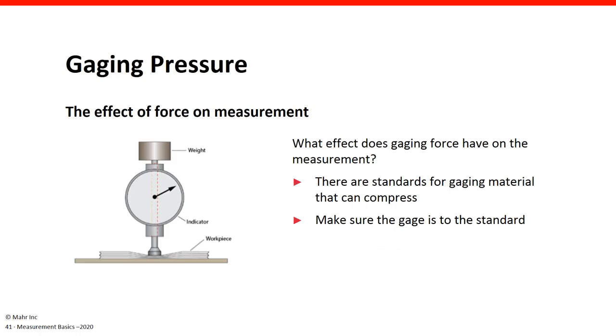Gauging pressure is something that we might want to consider. What effect does the force have on the measurement? Well, if we have a very thin wall or a compressible material, it can deflect the part and influence the measuring result. For compressible materials, for example, there are standards out there that say we have to have a certain weight, a certain anvil or flat anvil, of a certain size that's used to measure. That way that part can be measured at multiple locations under the same examples of gauging to get the same results. So it's important to understand and make that part of the measuring process.